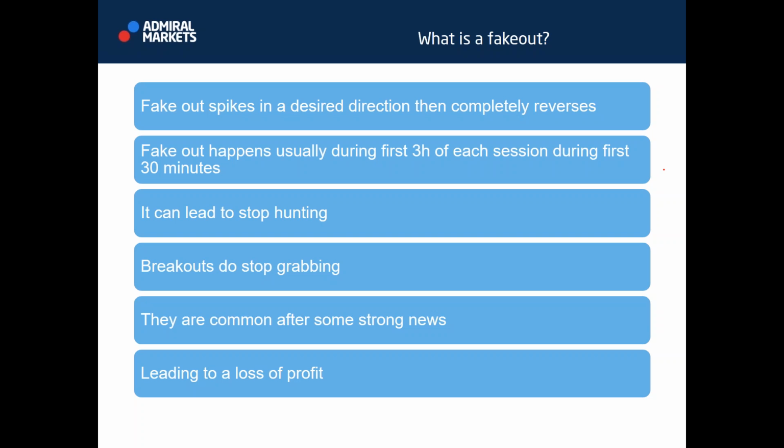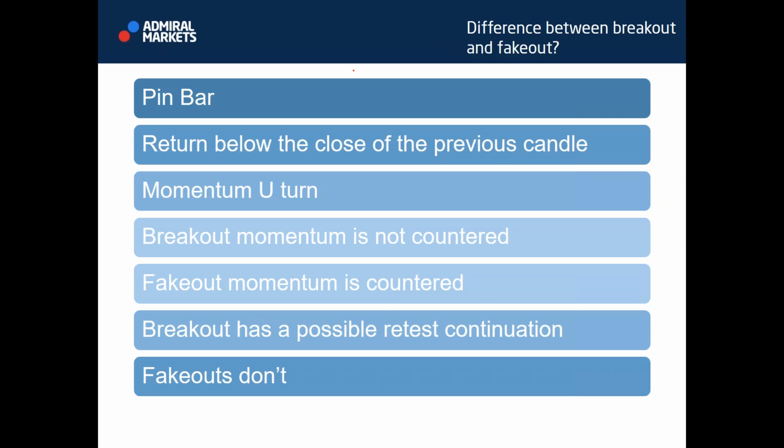I advise you not to trade during FOMC because there will probably be a whipsaw based on the initial spike and fake out. I'm sure that there will be some fake outs, but don't trade it, guys. This is solely meant to trade during the first 3 hours of each session, during the first 20 minutes, okay? And I will explain how. Fake out usually leads to a loss of profit. But knowing this, you can actually make some profits out of it.